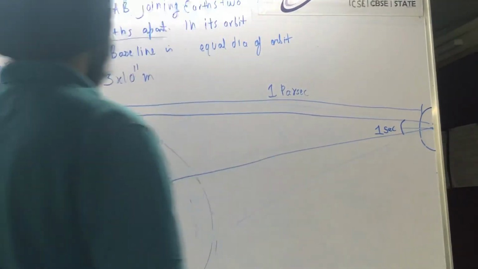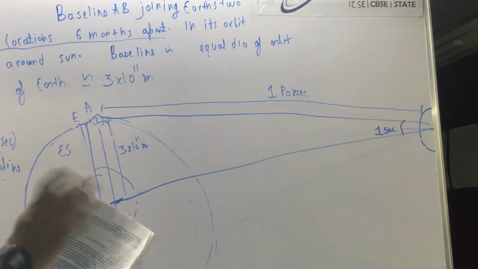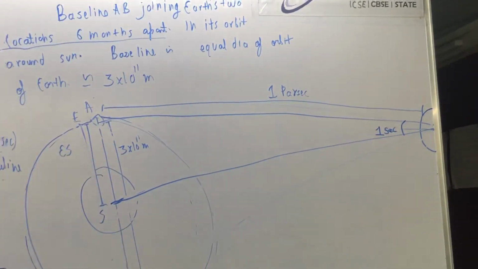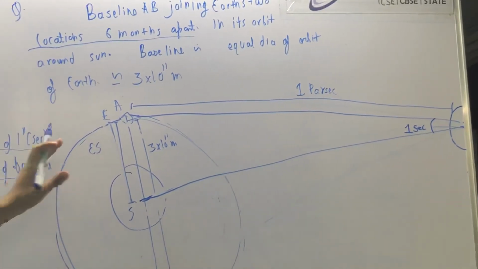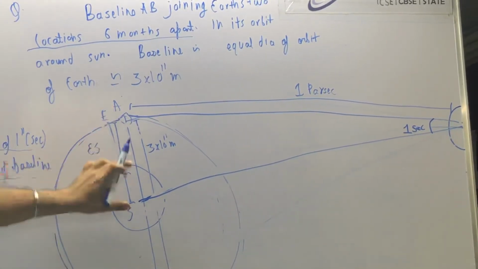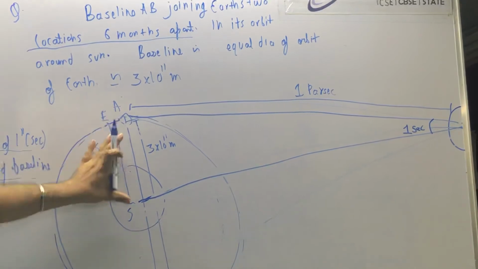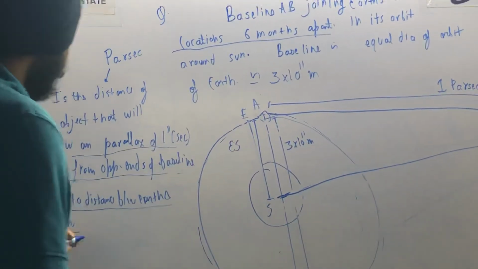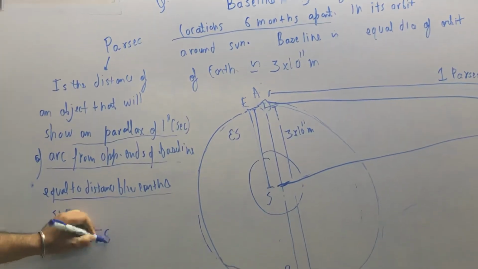This distance is known as 1 parsec. I will repeat what is 1 parsec. I will give you one more thing that is important. Forget about this concept of baseline. ES is the distance between Earth and Sun. This is approximately equal to how much? ES will be equal to how much?